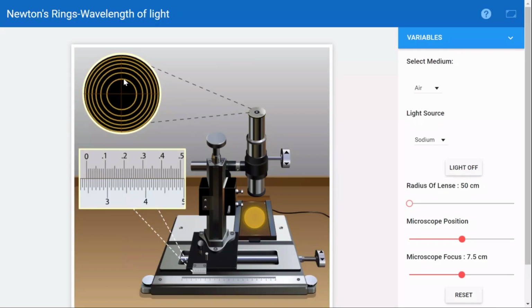Fine. Now let us take a few readings. But before taking the reading, we have to calculate the least count. So what is the equation of least count? Least count is equal to one main scale division divided by number of divisions on vernier. Over here, the bottom scale is my main scale, and the upper one is my vernier scale.